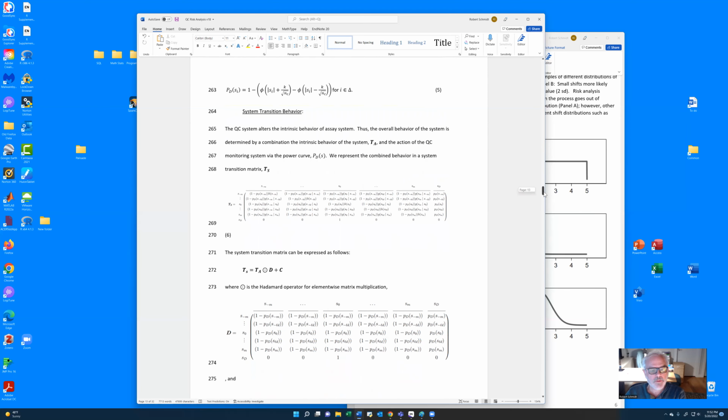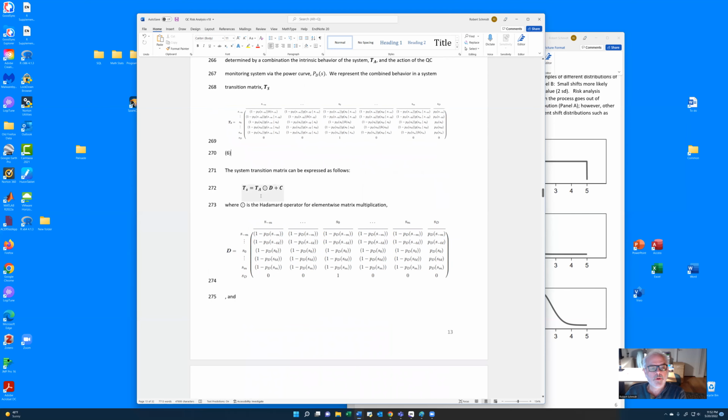And then just very formally, what we want to show, and the whole point of this is not to have a bunch of math, but just to say that we can describe the behavior of the system, and that's the combined behavior of the intrinsic behavior of the assay plus the overlying influence of the quality control system, as a function. We can do that very formally, and that just shows how to do this.